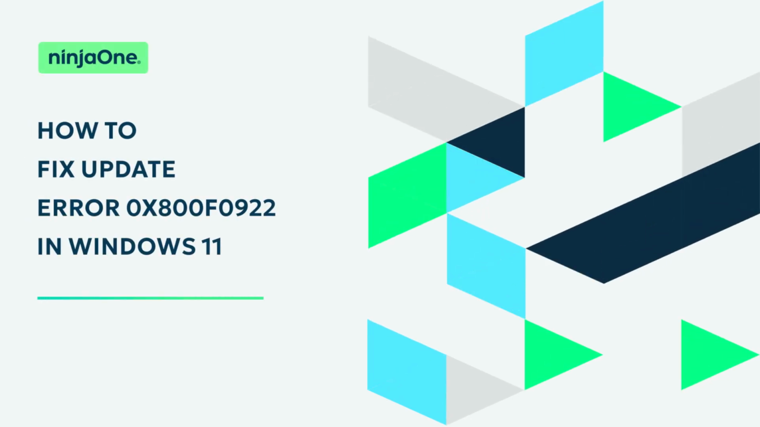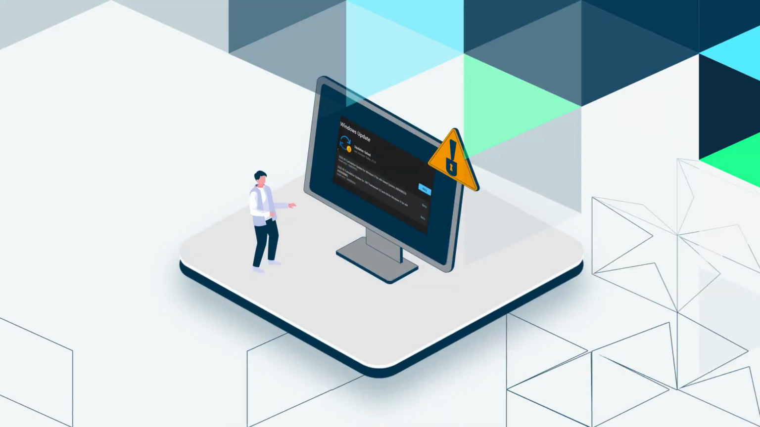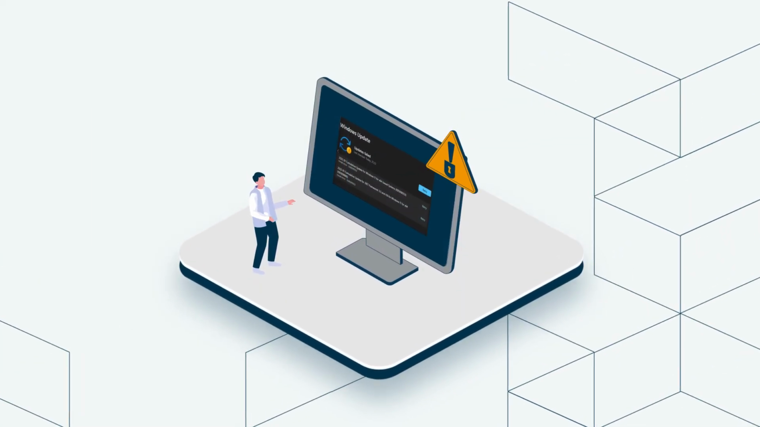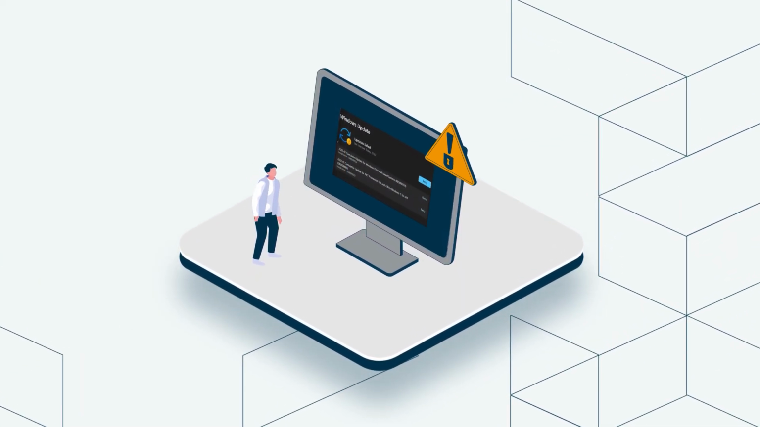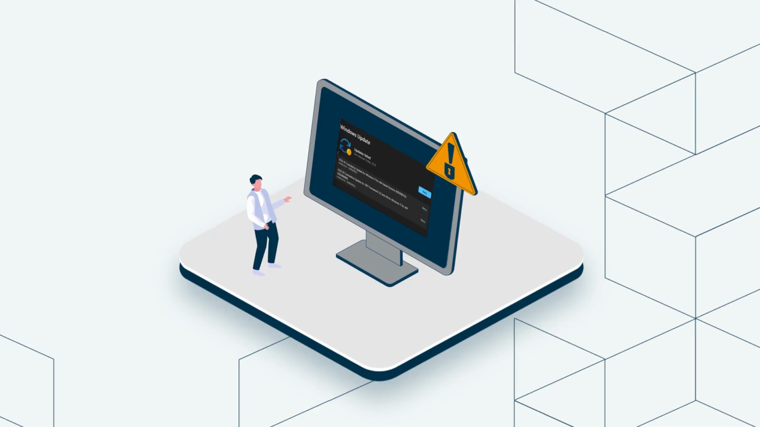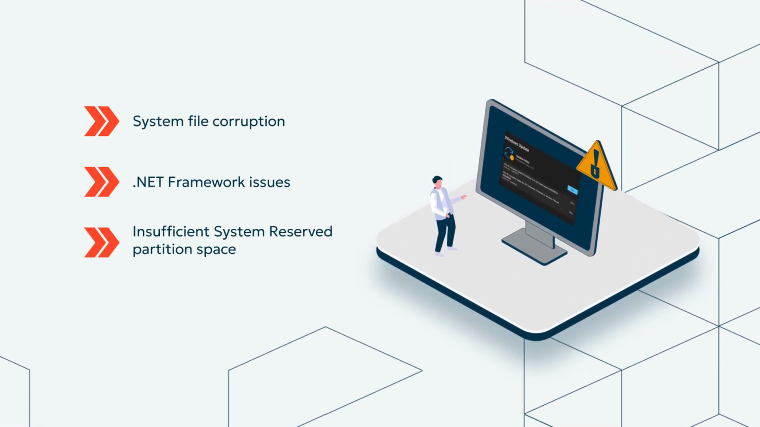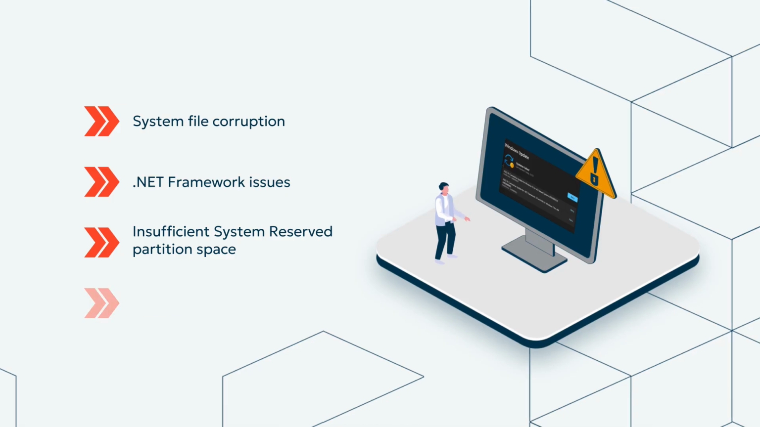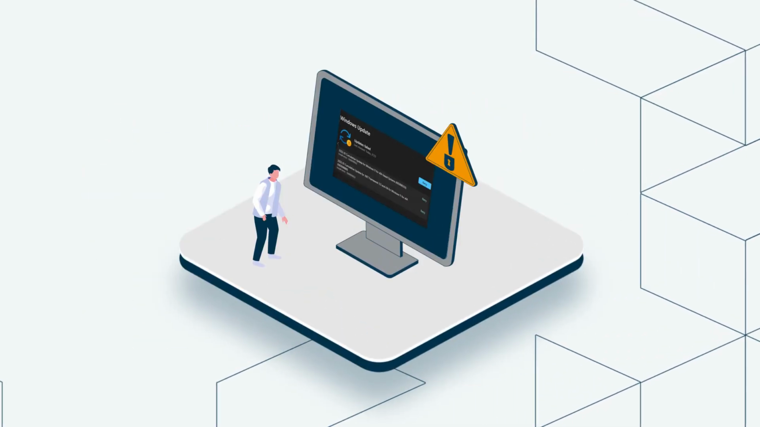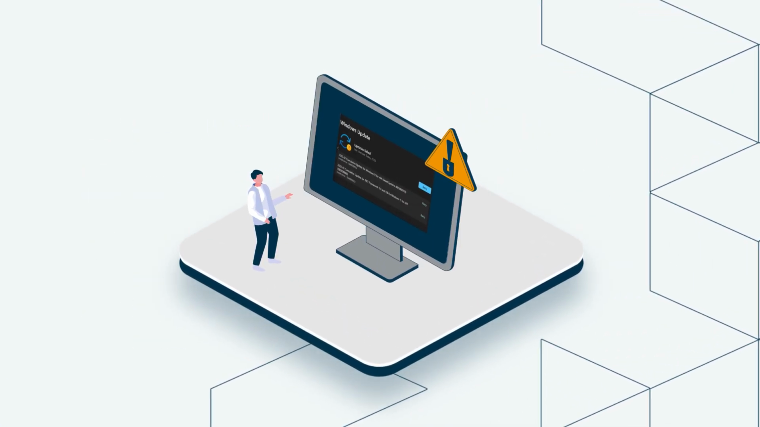How to fix update error 0x800F0922 in Windows 11. Is a Windows 11 update failing with error 0x800F0922? This frustrating issue can be caused by system file corruption, .NET Framework issues, insufficient system reserved partition space, or network problems. Today, we'll walk you through the most effective ways to fix it.